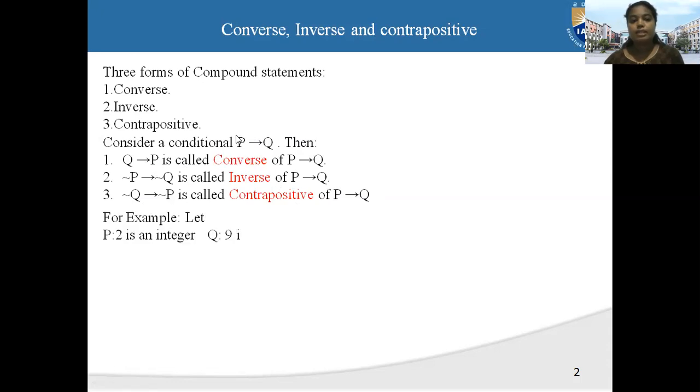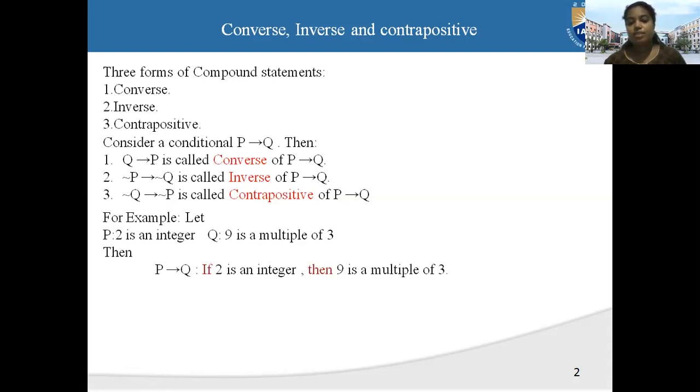So here, for example, let us see two statements for P and Q. 2 is an integer and 9 is a multiple of 3. What is the exact given statement, P to Q? If 2 is an integer, then 9 is a multiple of 3. This is the given statement.